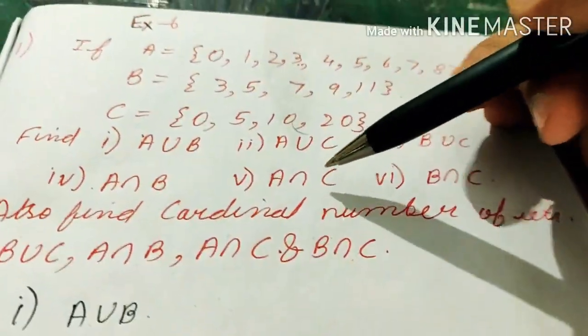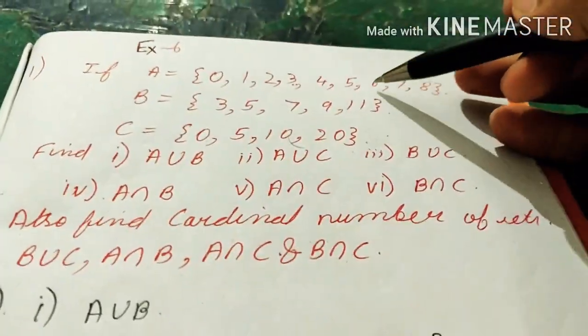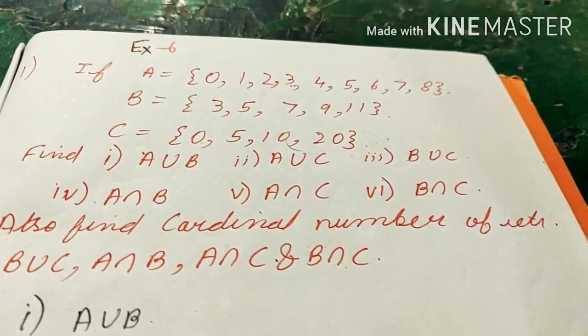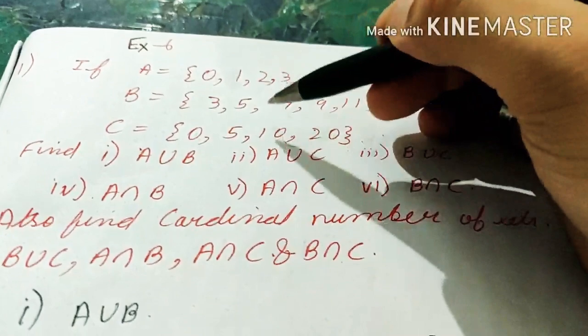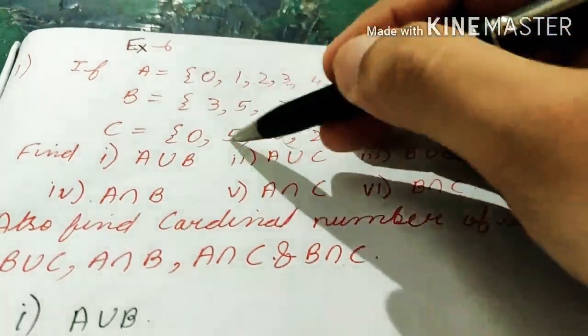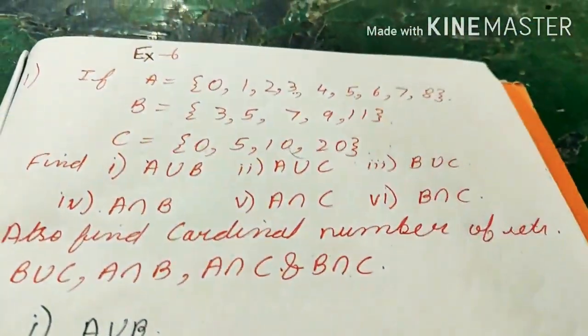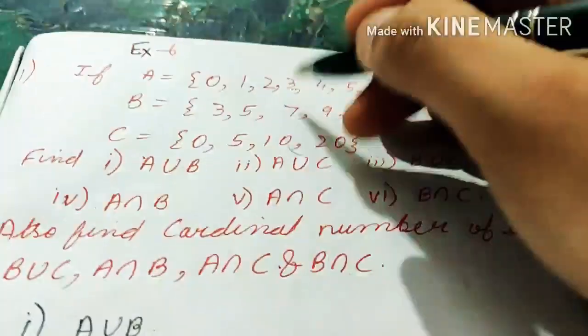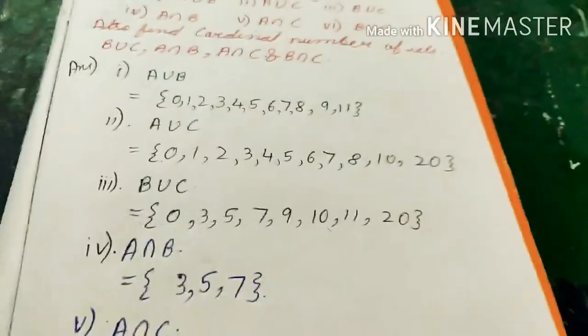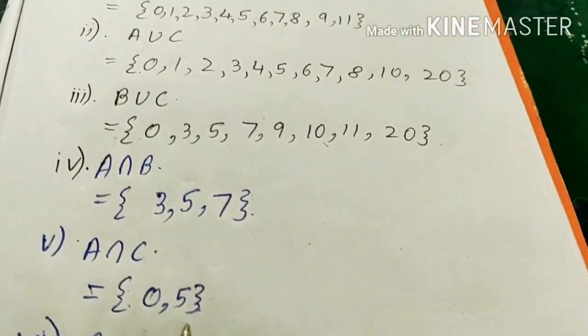What next? You have to find the value of A intersection C, the common values of A and C. Between A and C, if you see, 0 and 0 is common, then 5 and 5 is common, and no other. This is 10 and this is up to 8. So 0 and 5 are common in A and C. So A intersection C is 0 and 5.